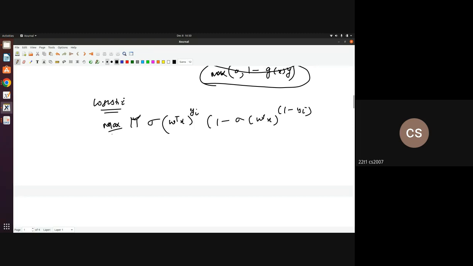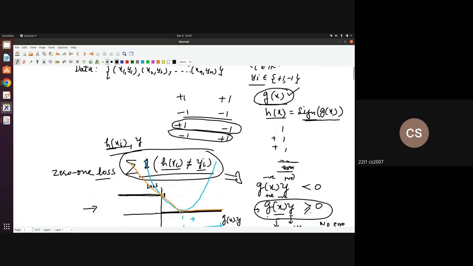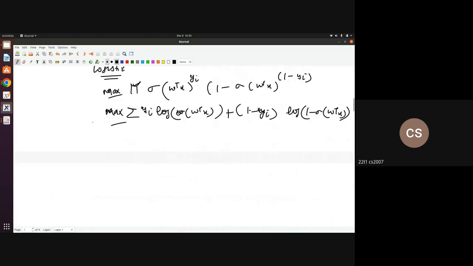Now you can convert it into a minimization problem as well. First you can take a log of it. So when you take log, this will become yi times log of sigmoid of W transpose X, plus 1 minus yi times log of 1 minus sigmoid of W transpose X, right? Something like this you will get. This is again a maximization problem, but we are looking at loss here, and for every technique the loss is something that should be minimized. So let's convert it into a minimization problem.